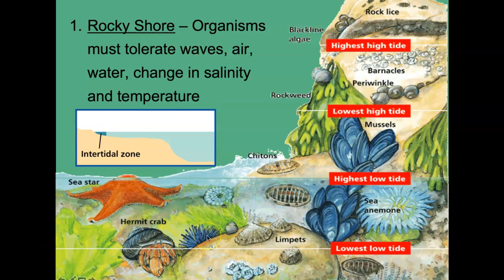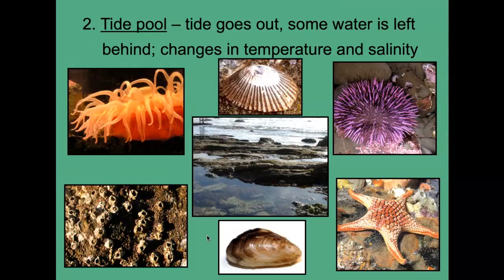So these are organisms that are generally going to kind of attach to the side of a rock cliff, or they're kind of anchored in some way. And that's because they have to tolerate a lot of changes, specifically changes in the waves. So part of the time they'll be covered by water, part of the time exposed to air, and then also have waves continually beating against them.